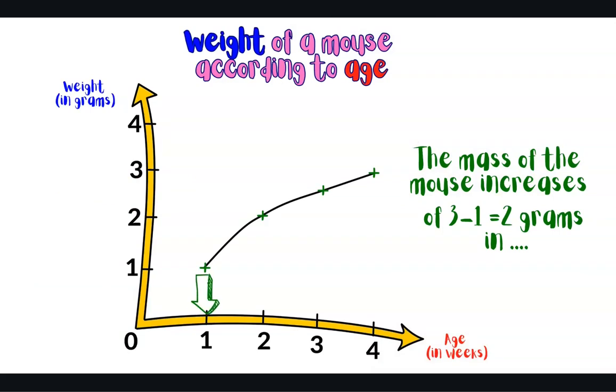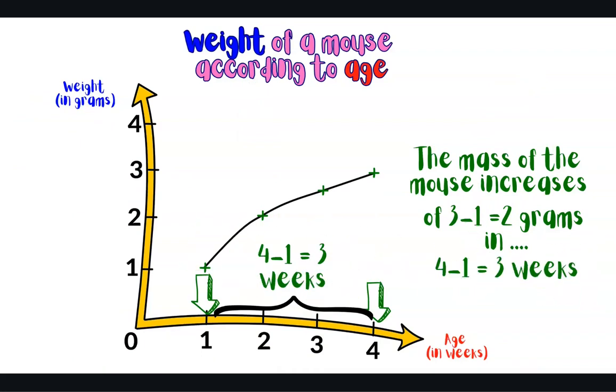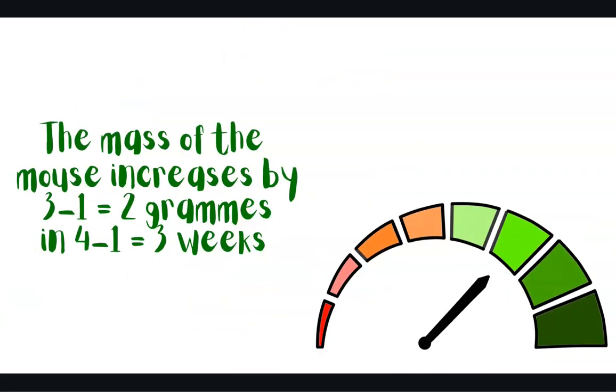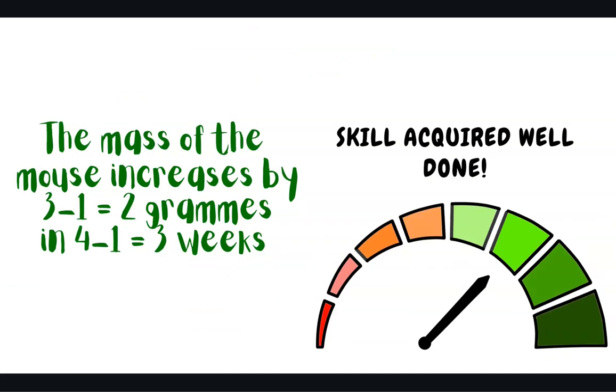We see that the beginning of the weighings was when the mouse was 1 week old. And the end of the weighings when the mouse was 4 weeks old. We do the calculation again between the final age minus the initial age, 4 minus 1, that's 3 weeks. The mouse has grown by 2 grams in 3 weeks. When we do this, we are already at a skill level that is mastered. We said what we were talking about, the mass, who we were talking about, the mouse, how much it grew, 2 grams, and in how much time, 3 weeks.